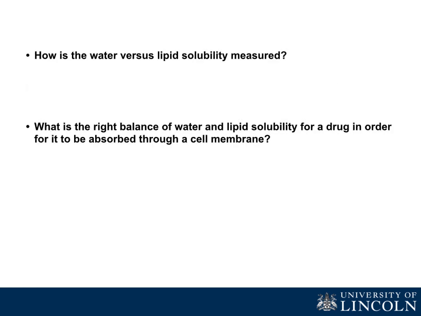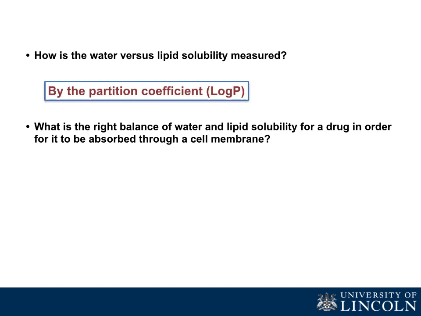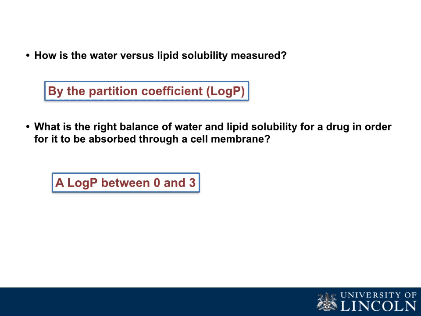So, go back to our original questions. How is the water versus lipid solubility measured? And the answer is by the partition coefficient, or log P. What's the right balance of water to lipid solubility for that drug to go through the membrane by passive diffusion? And it's a log P somewhere between 0 and 3.